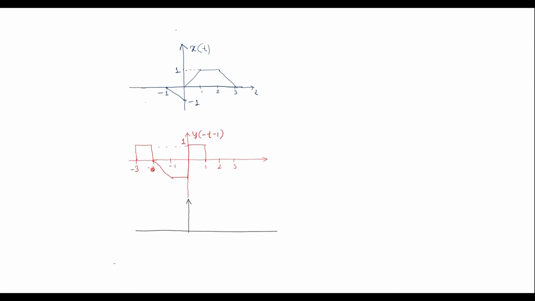From minus 3 to minus 2, there is no signal. So it is 0. When minus 3 to minus 2, the value is 0 here. Now from minus 2 to minus 1, there is no signal, it is 0. From minus 2 to minus 1, there is a negative ramp signal. So when negative ramp signal is multiplied with 0, the result will be 0. Therefore minus 2 to minus 1, the resulting signal is 0 itself.